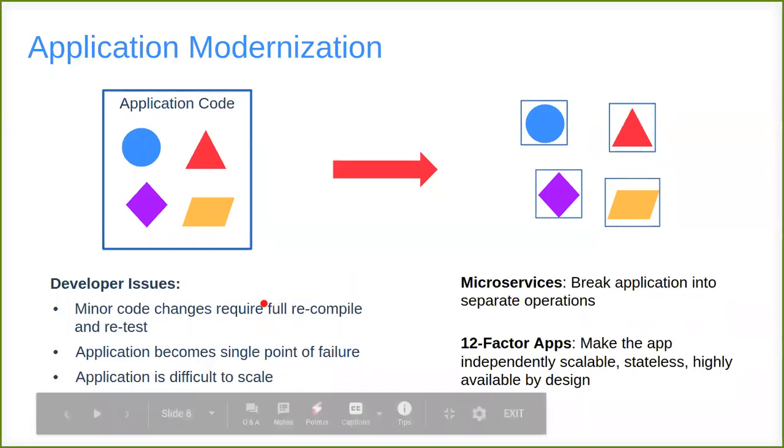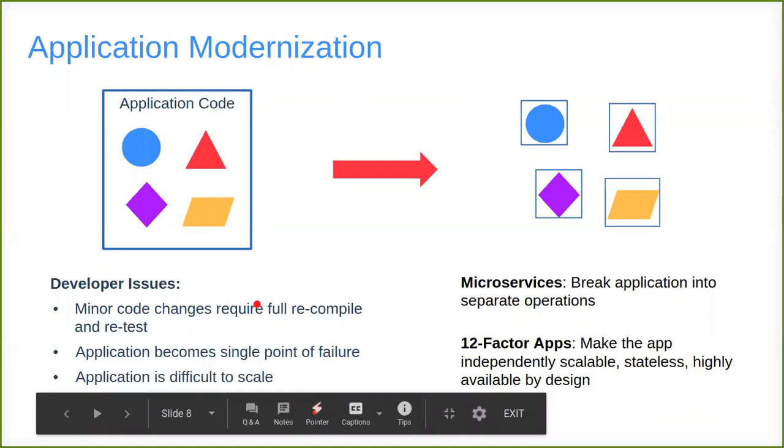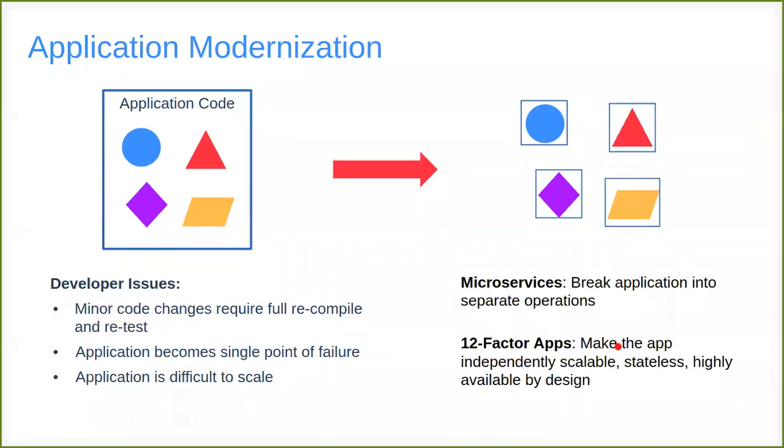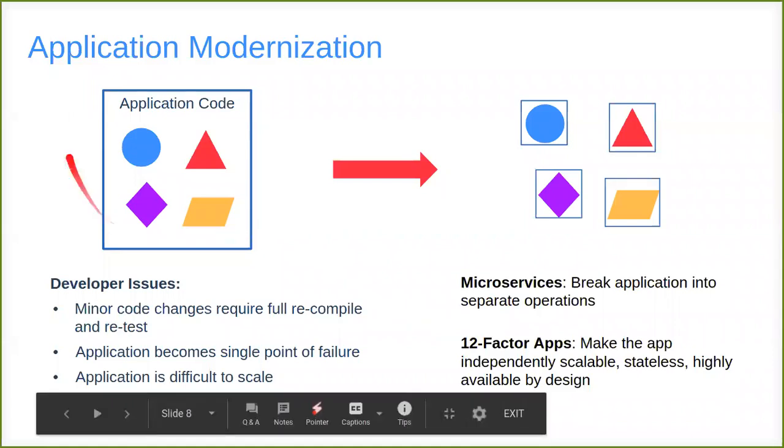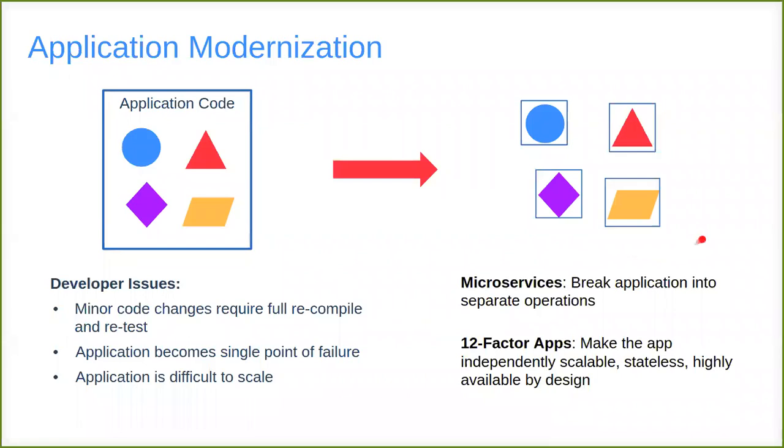But what are the developer issues in the traditional approach? We have applications which are difficult to manage, a single point of failure, which I just mentioned, and a minor code change requires recompiling and retesting of everything. So this is very hard to maintain, but now microservices are making everything very flexible and easy to manage. This is how a typical traditional model of application development works, and this is how microservice-level development works. So let's go to the next topic.